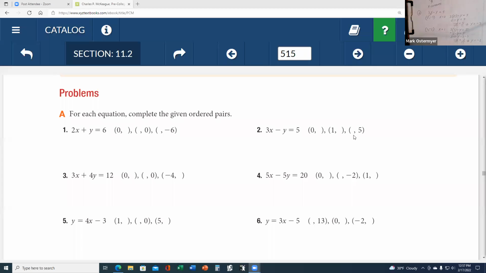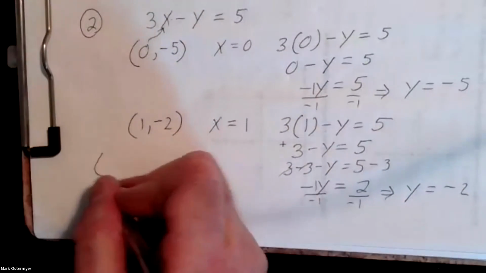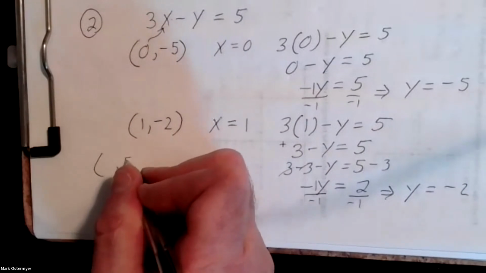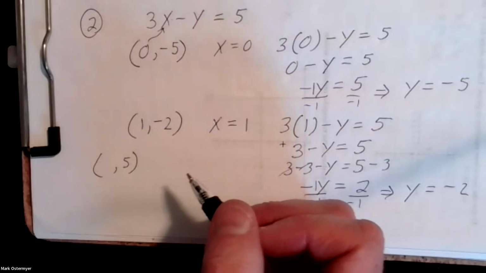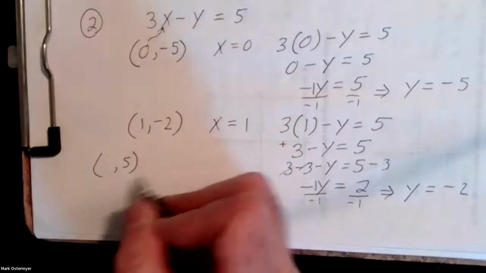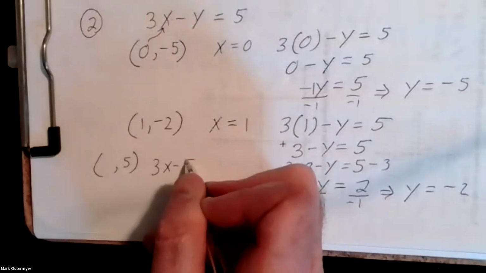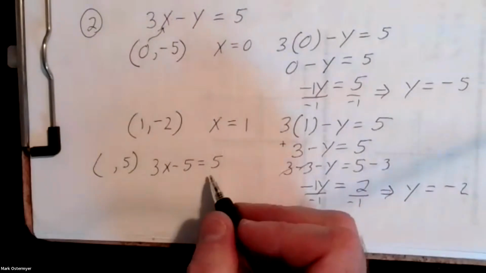All right, the last ordered pair, they give us the y coordinate is 5, and they want us to find the missing x coordinate such that this ordered pair would be a solution to our linear equation. So to do so, we're going to take 5, substitute it in for the y variable into the equation. And now we're going to have to solve for the x coordinate here.